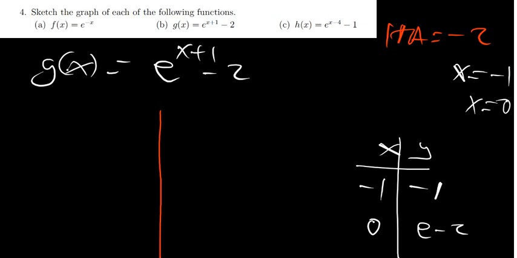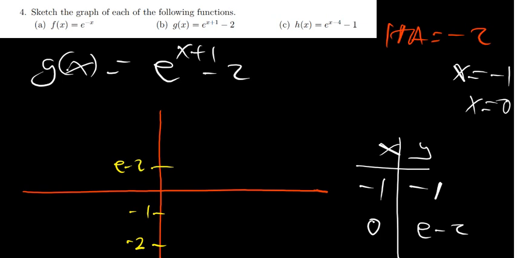So I have this. My horizontal asymptote is going to be at 0. Okay, it's going to be at 0. So I'll do this. Oh, it's at -2 and not 0. So let's put our -2 here. Then we also have -1. We also have, at this point, e minus 2, since e minus 2 is going to be about 0.178, somewhere there.